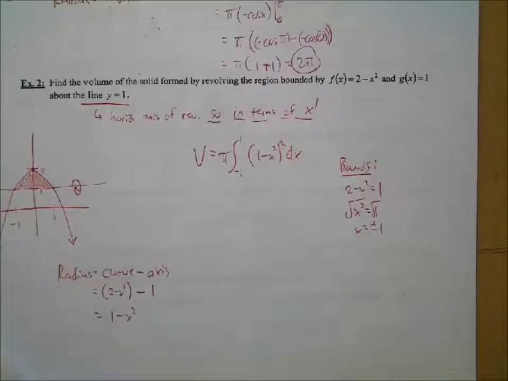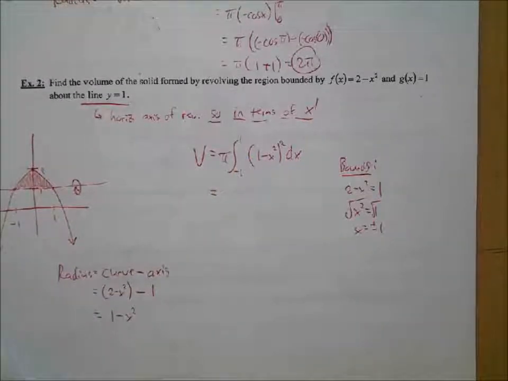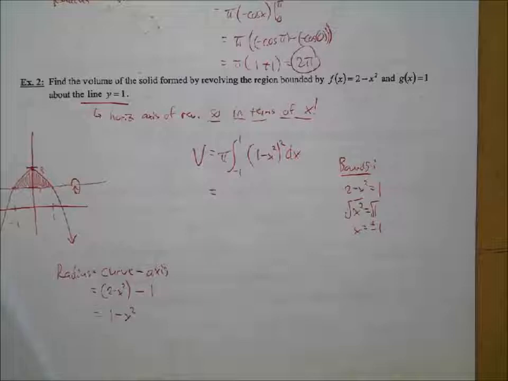Okay? So there's our formula. You will not be given the disk method formula on any test or quiz. You will need to have that down. You'll need to remember that, just like you have to memorize the average value formula, 1 over b minus a, integral a to b of your function. Same idea here. You'll need to remember this formula and how it works.